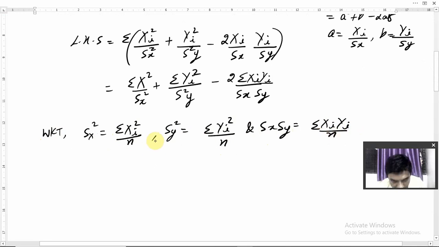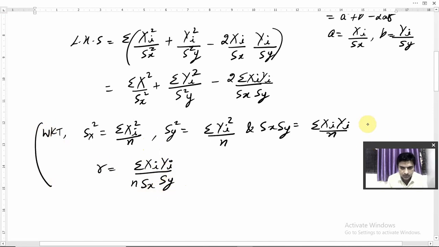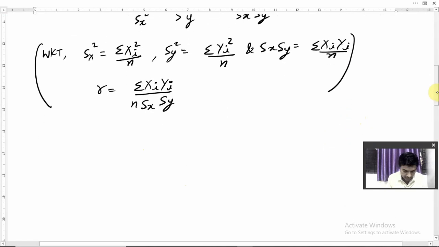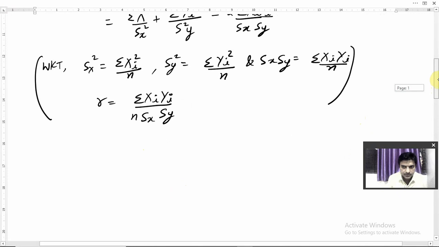We have already done this, and we have found the mean of this also. So remember all these, students, very important: r is equal to summation xi yi divided by n, sx, sy. This is standard deviation sx and sy. So we should know all these formulas. Is it clear? Okay, then substitute all the values. One by one I will substitute, dear friends.